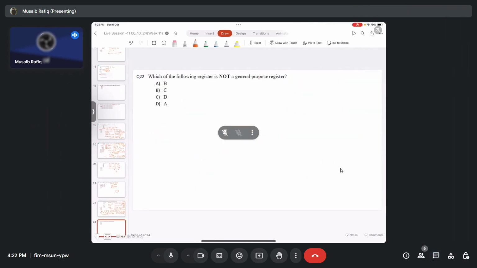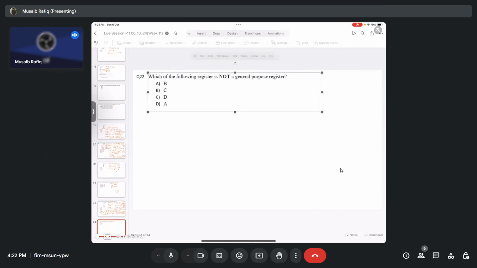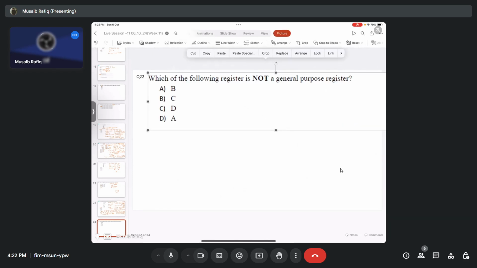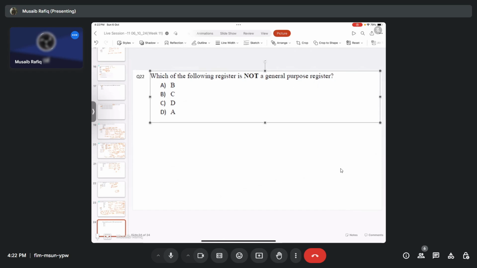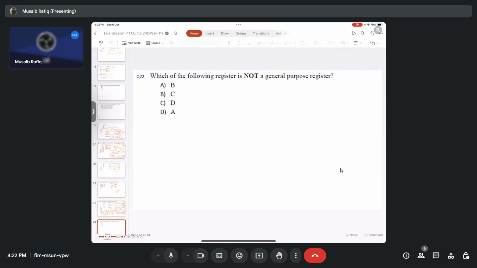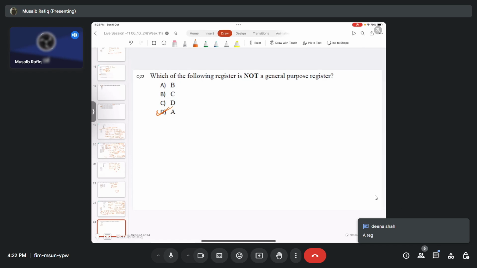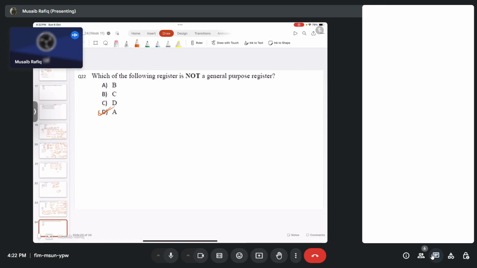And now the last question of today's live session. Which of the following registers is not a general purpose register? I think it can get confusing. So the correct answer is accumulator. That is option D.